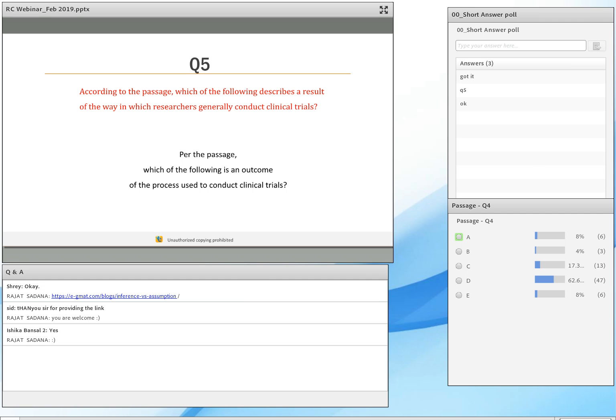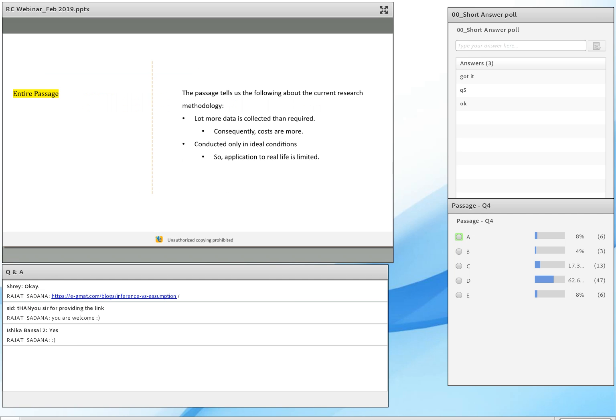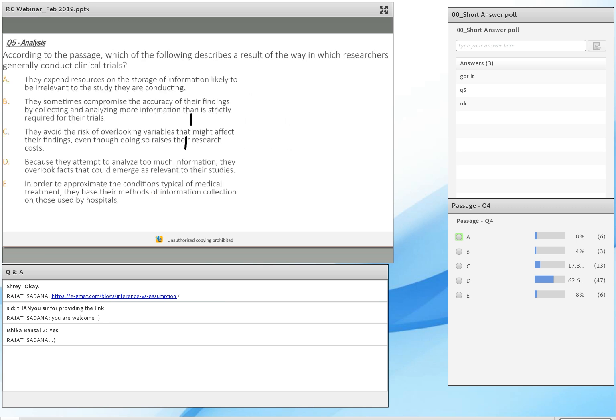Let's look at this over here. So they collect a lot more data. Consequently, the costs are more. The second is there are ideal conditions, so the applicability is limited. Those are the two things you can really say even without looking at the passage. So with that pre-thinking, let's go towards the answer choices. And before I do that, let me figure out how you guys polled over here.